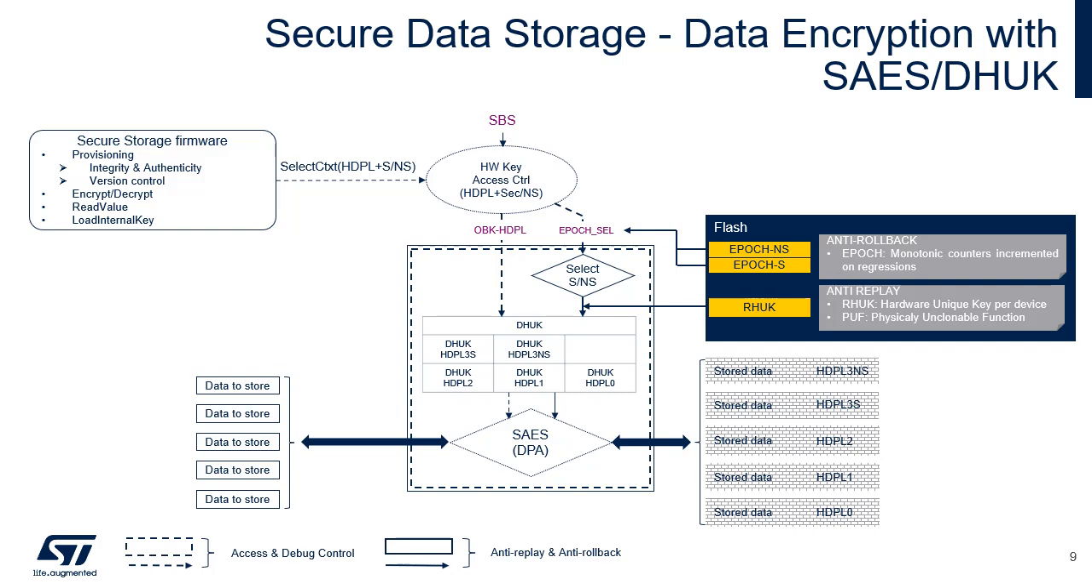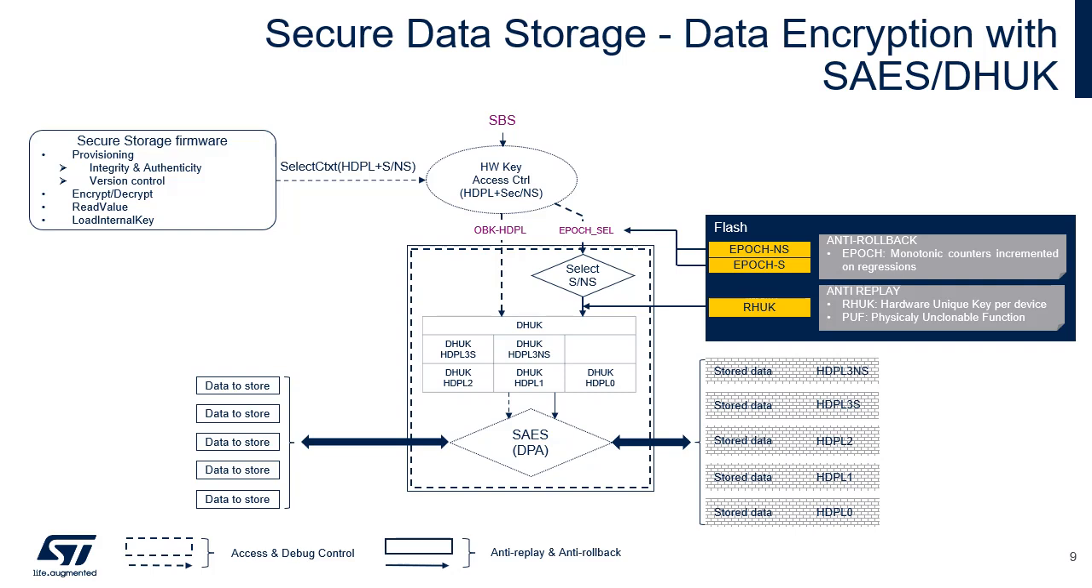It's a 256-bit value used as an entry by the SAES to process the DHUK. It allows the anti-replay feature, as all data encrypted with DHUK will have different values compared to any other device. Two epoch counters are present, one for non-secure, epoch NS, and one for TrustZone, epoch S. They're only accessible by the debug authentication.